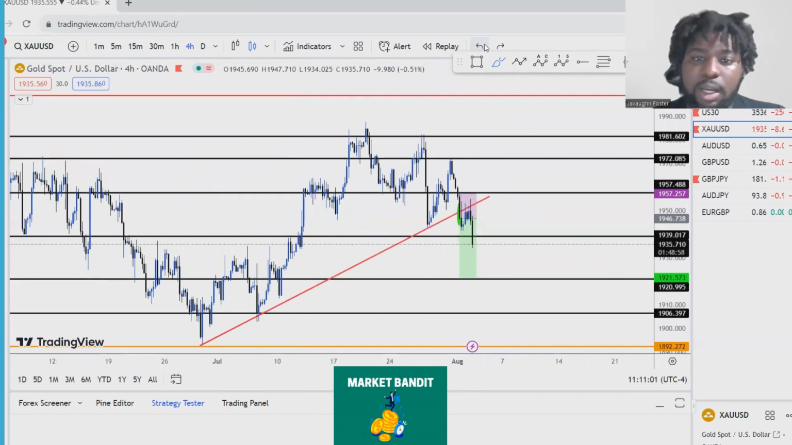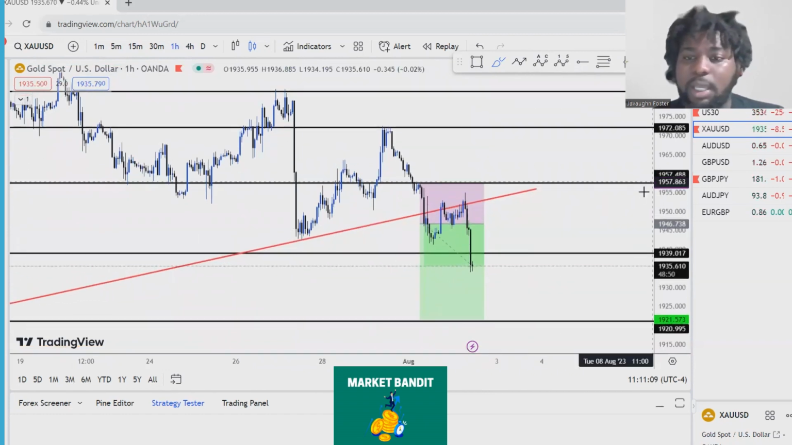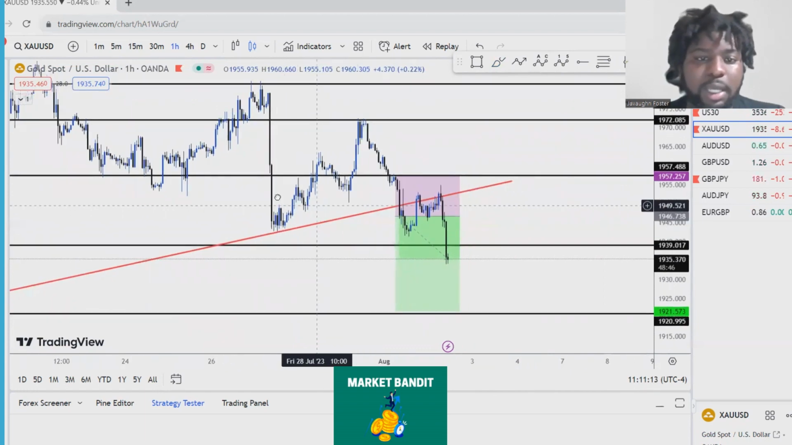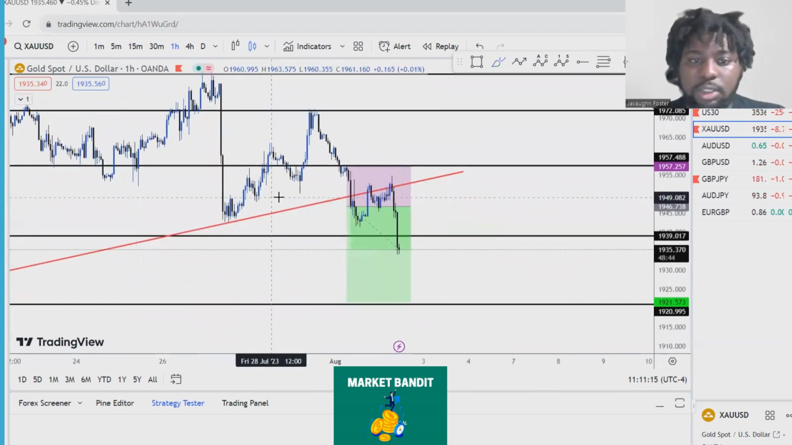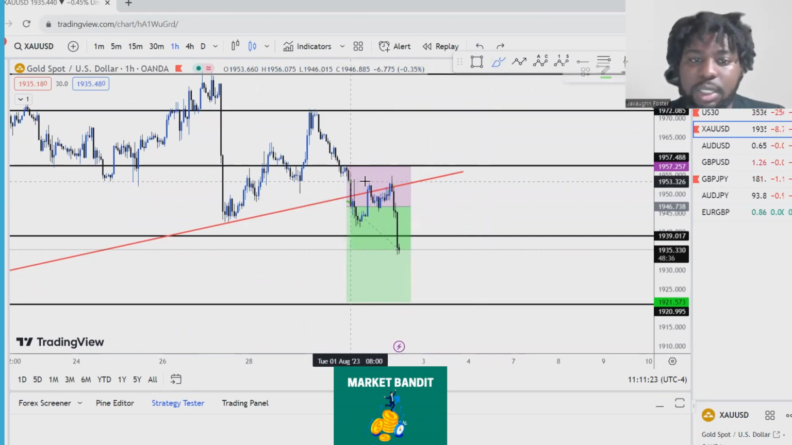And keep in mind, guys, I also received this entry using my Market Bandit strategy. So I was able to enter a little bit earlier. I didn't wait for the entire retest here. I was able to enter up here, right? The market did retest and reject, so I was like, that's good news.